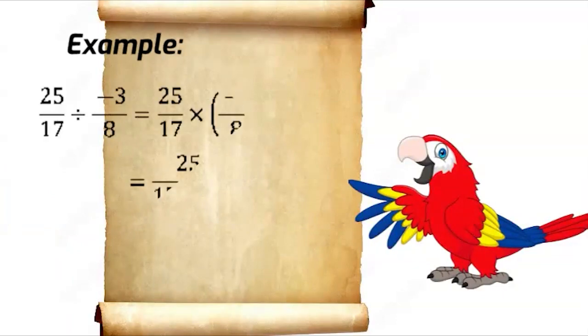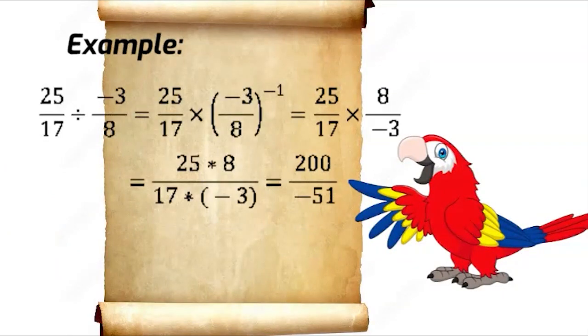For example, let's divide 25 over 17 by minus 3 over 8. We need to flip minus 3 over 8 and we get minus 8 over 3. Now, all we need to do is to multiply these 2 fractions, multiply the numerators together, 25 times minus 8 is minus 200, and then, multiply the denominators together, 17 times 3 is 51. So, the result is minus 200 over 51.